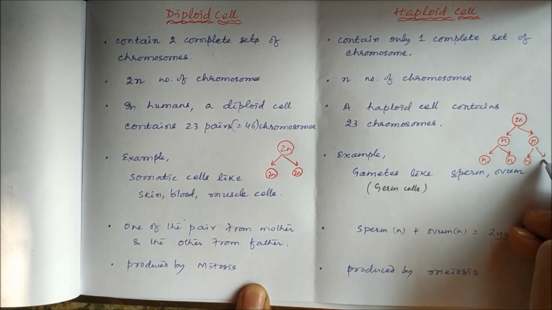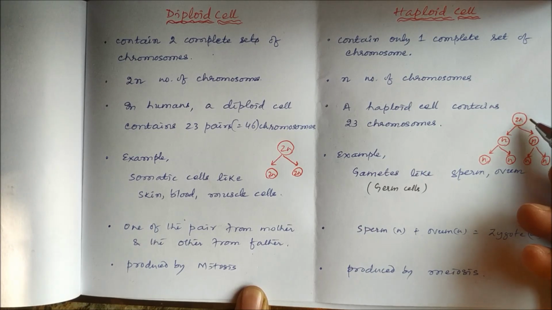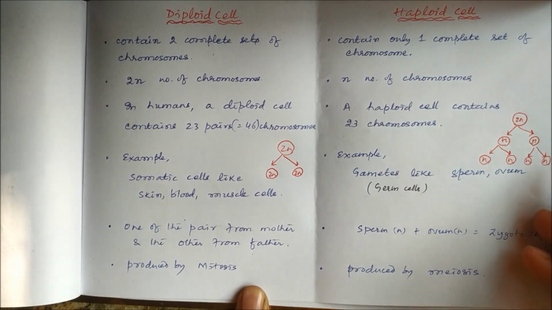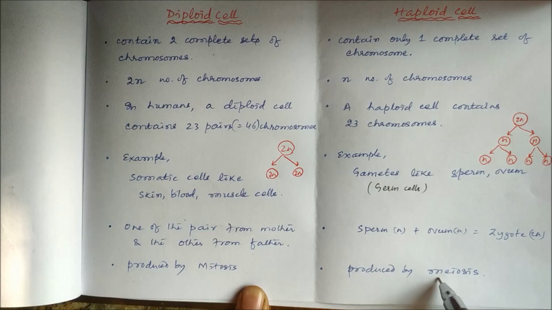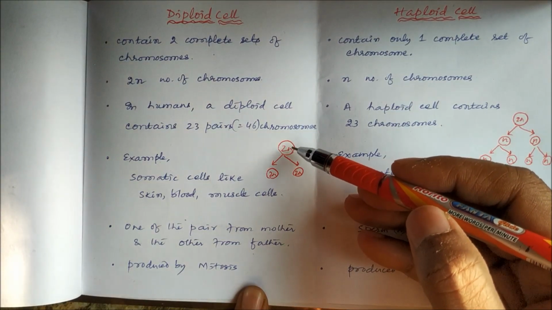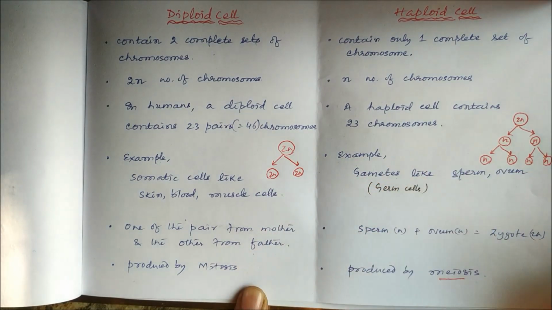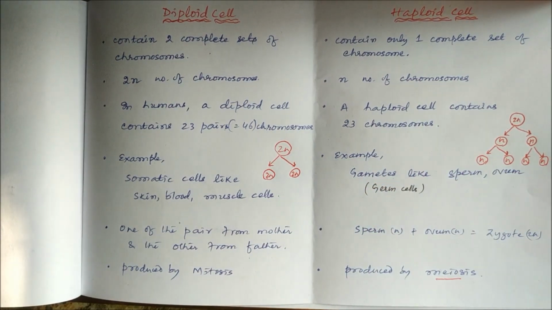So from one diploid cell we can have 4 haploid cells, and this is by the process of meiosis, whereas from one diploid cell we can have 2 diploid cells by the process of mitosis. So this is all about the difference between diploid cell and haploid cell.